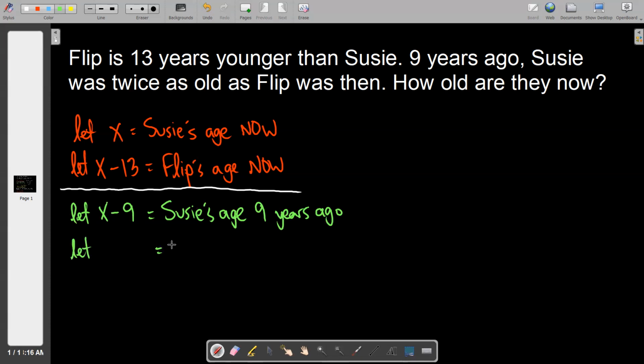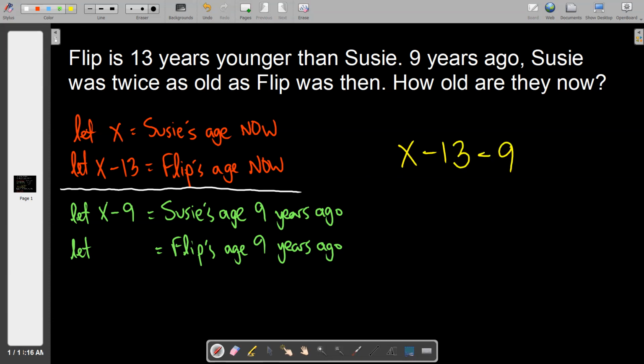And what are we going to say for Flip's age 9 years ago? So I'm going to write this off to the side just in case anyone's wondering, and then I'm going to erase it here in a second. But Flip is currently X minus 13. And if we go back in time, we got to take away 9. Hence the decision to just do what Zane said, X minus 22. Good. And that's kind of the multi-pack, the value pack of variable declaration.